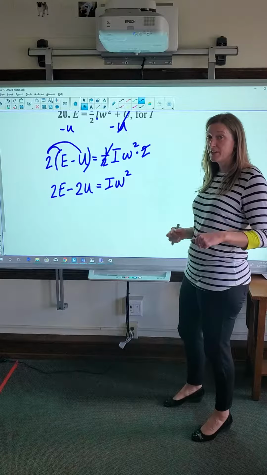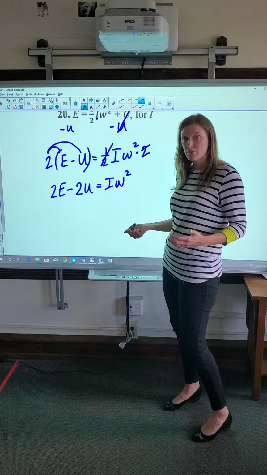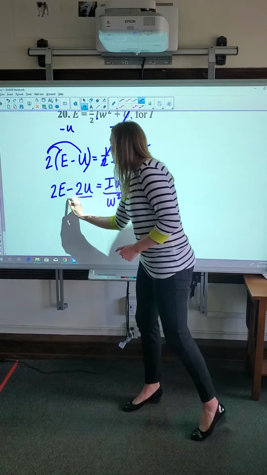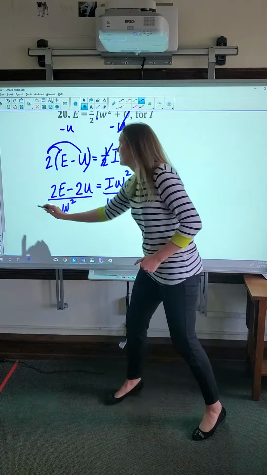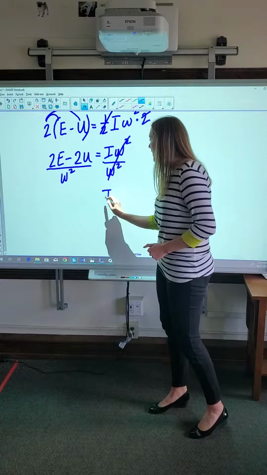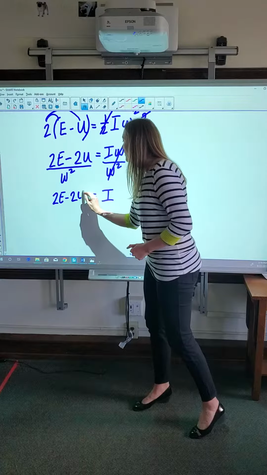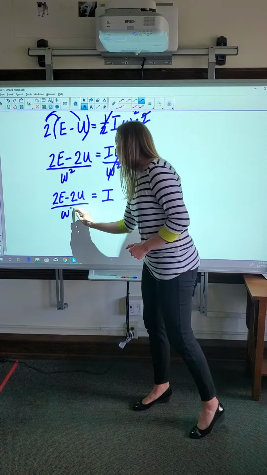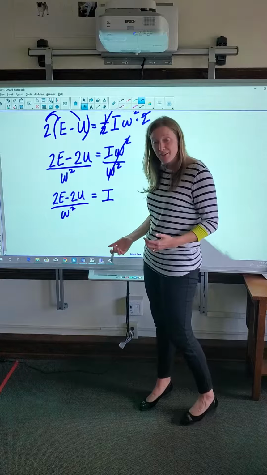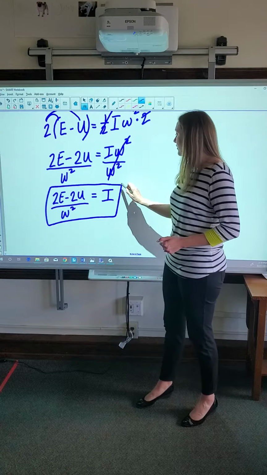Well, now I have one more step left to get rid of the w squared. Since we're multiplying I and w squared, to undo that multiplication, I have to divide. So I'm going to divide both sides by w squared. My w squareds cancel, and I'm left with I equals 2e minus 2u over w squared. I have isolated I, and even though I don't have a number, I'm still left with other variables. This is my final answer.